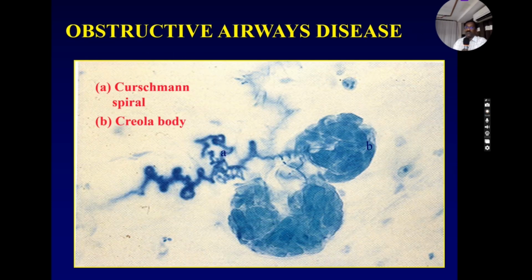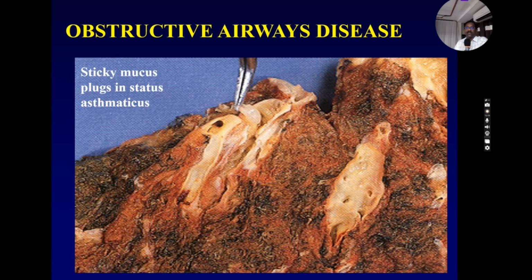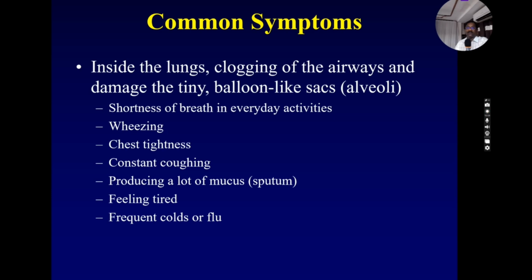So these are all the Curschmann spirals or Charcot-Leyden crystals. They are all seen in bronchial asthmatics. Here are the hyperinflated lungs in status asthmaticus. See, the lung size is much enlarged. Here there are more mucus plugs in status asthmaticus. See the normal lung, the asthmatic lung and the emphysematous lung.